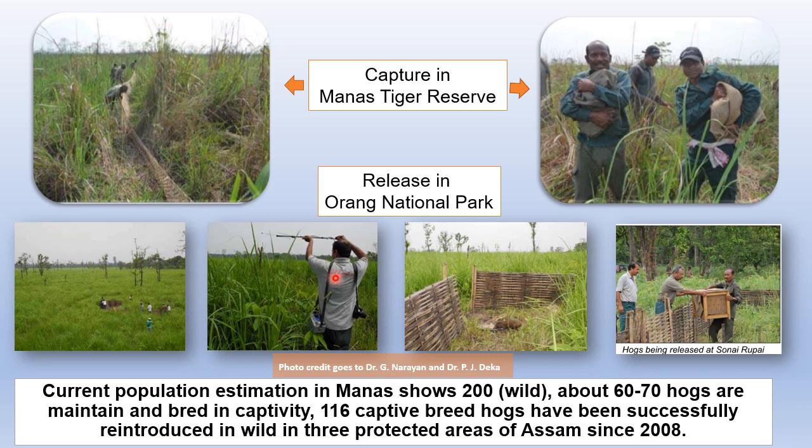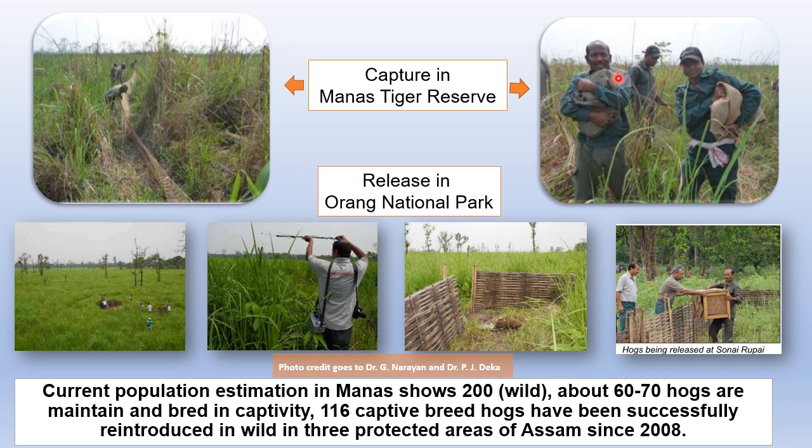These 3 photographs show the release operation in Orang National Park. First one shows the project team near release enclosure. It shows the hog being released in Orang. It shows the radio tracking of released hog. In this photograph, you can see hog being released at Sonai Rupai.